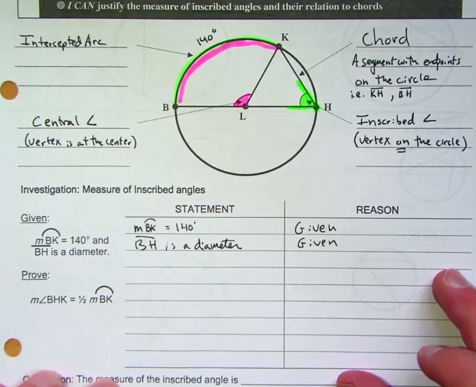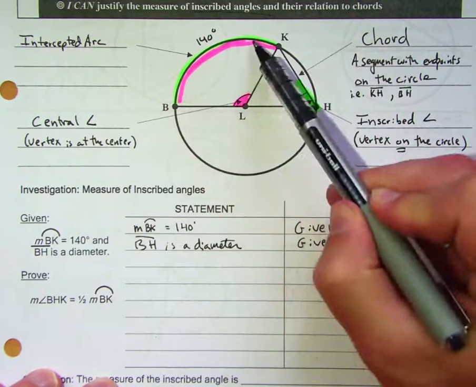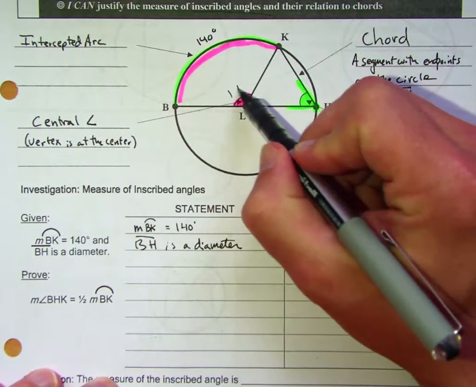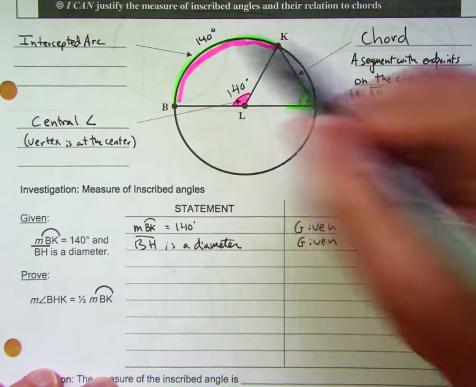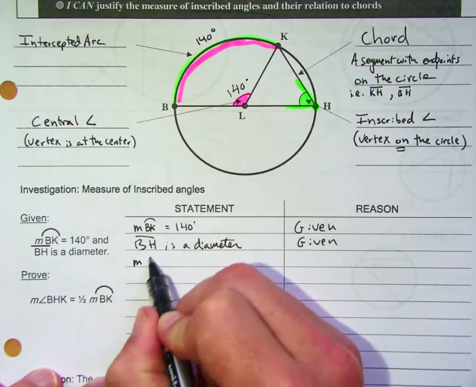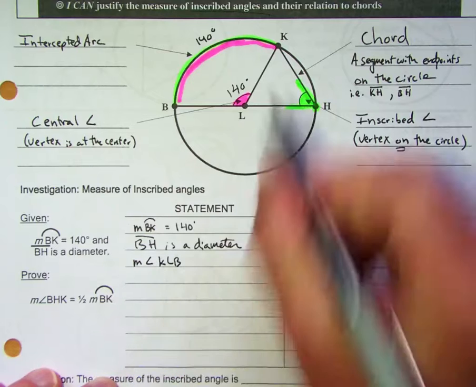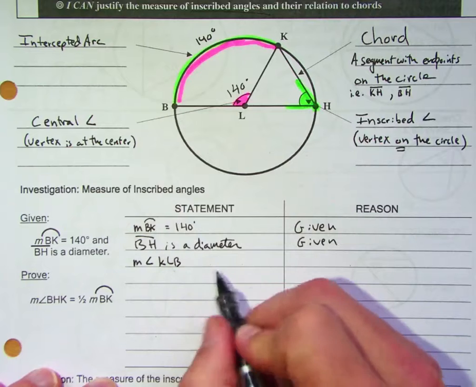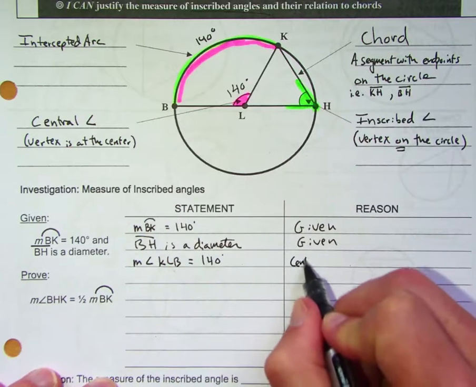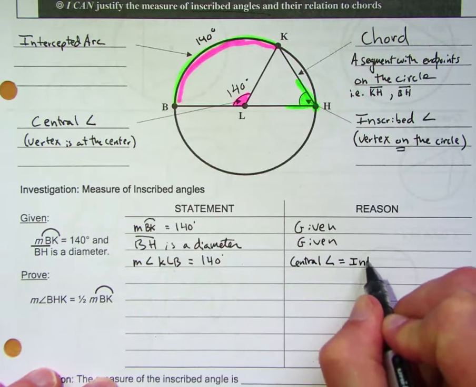So let's just start taking a look. If this minor arc is 140, the pink one, I know that the central angle here is also going to be 140 degrees, because central angles and their intercepted arcs are the same. So I can say the measure of angle KLB is equal to 140 degrees. Why? The central angle is equal to the intercepted arc.